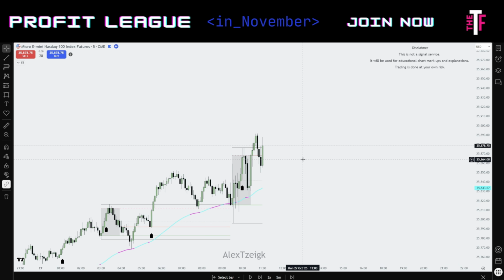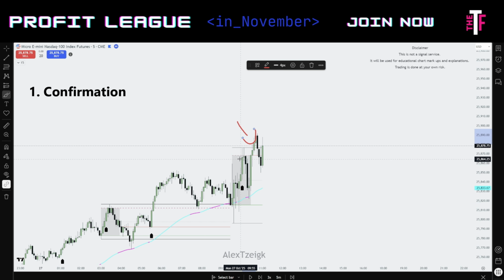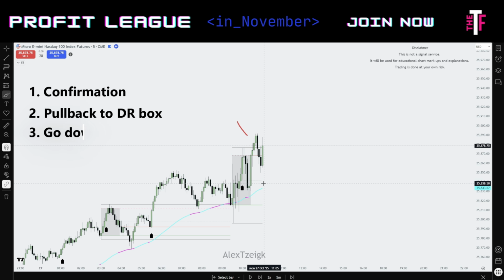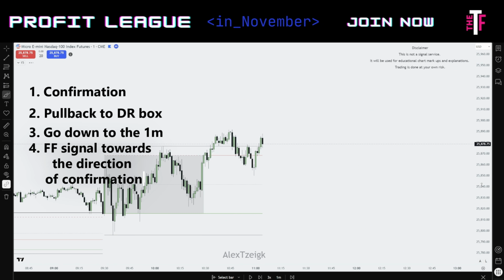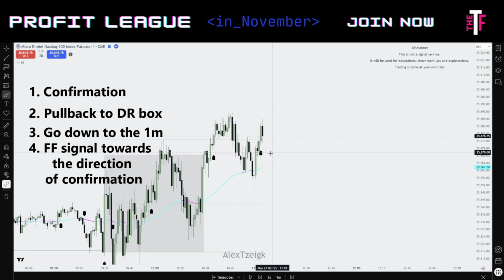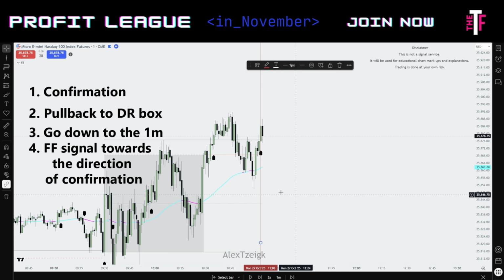I'm going, of course, to trade the DRIDR concept. What do we see over here? We see firstly that I have a 5-minute confirmation. Our step 2 is we have our pullback. And what do we expect to see now? We are waiting to see a fractal frenzy signal towards the direction of the confirmation. And of course, you see it over here.